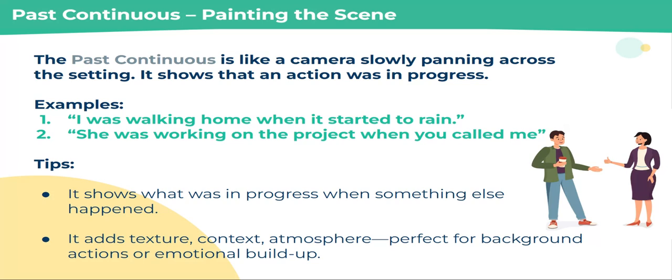Some tips for the past continuous are: it shows what was in progress when something else happened, and it adds texture and context or atmosphere. So it's perfect for background actions or emotional build-ups. So these are quite important.